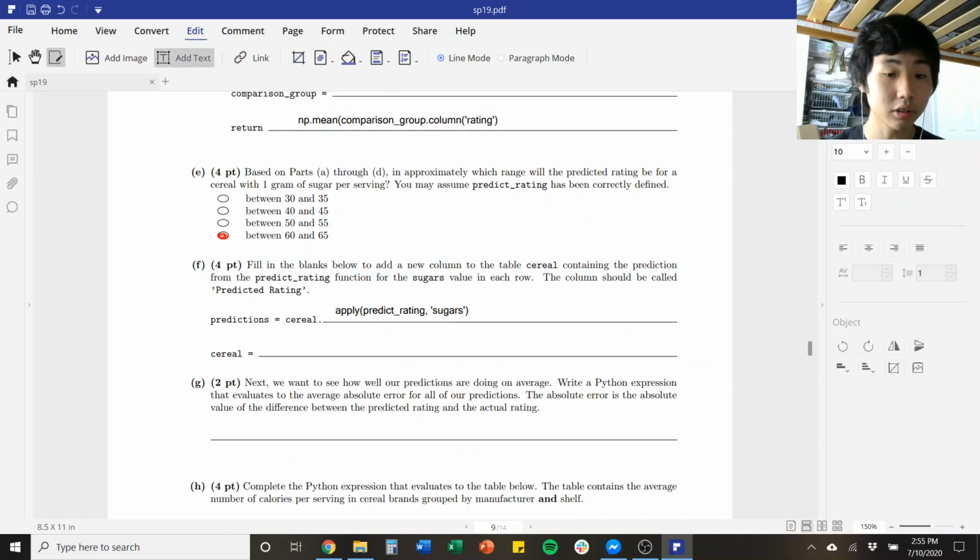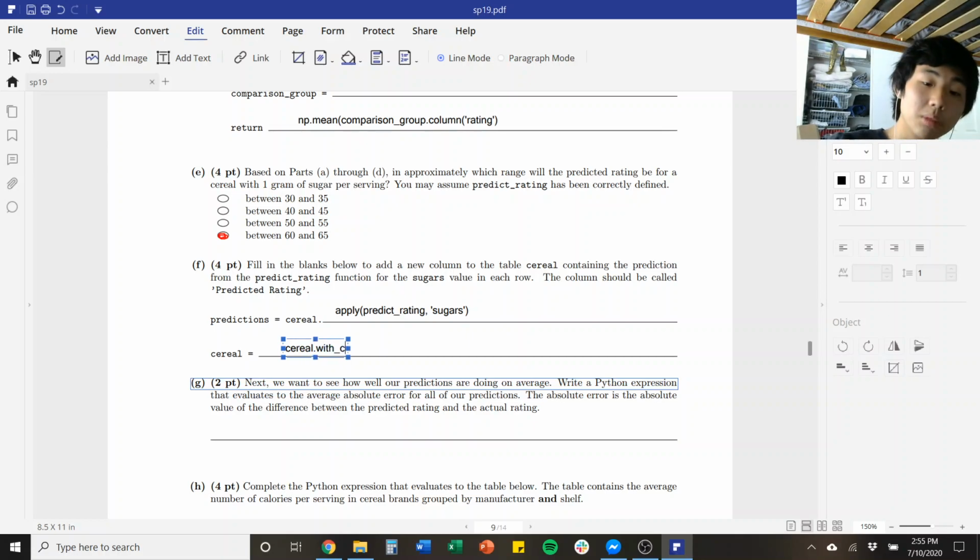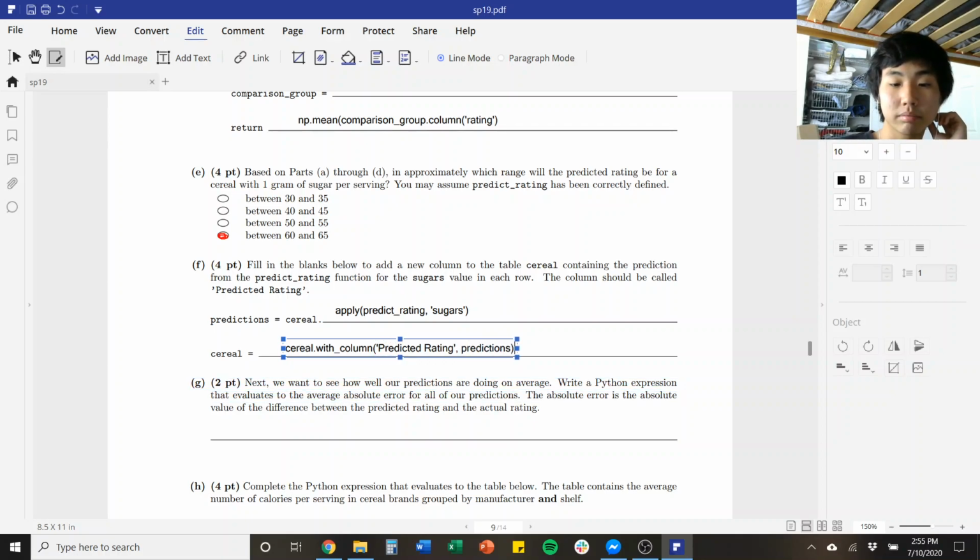So now cereal equals, now we want to add the column to it, so we can do cereal.with_column, and we're going to call this column predicted rating. And what array do we want to use? We want to use predictions. Okay.